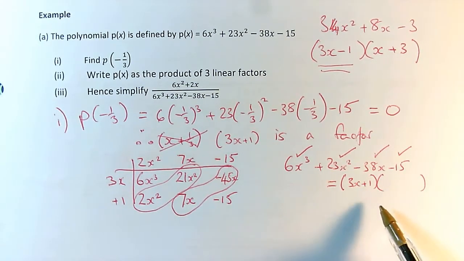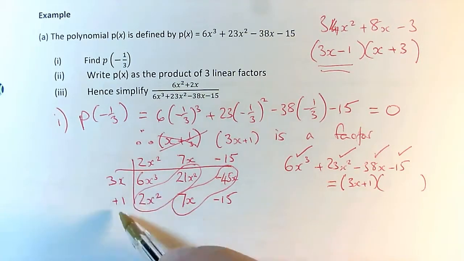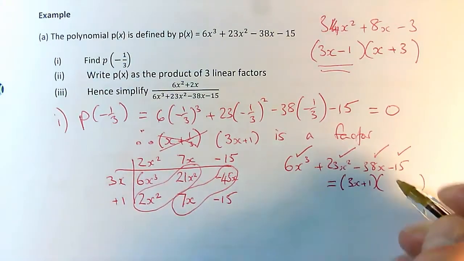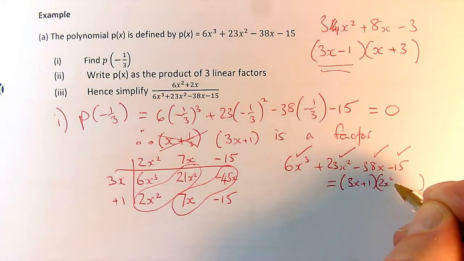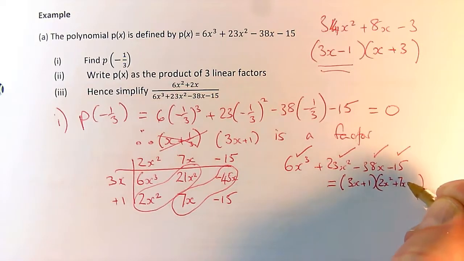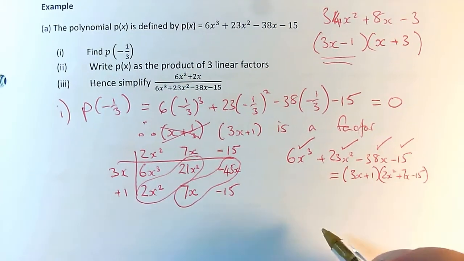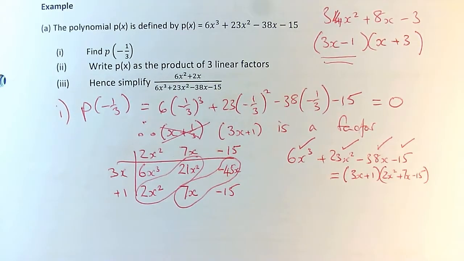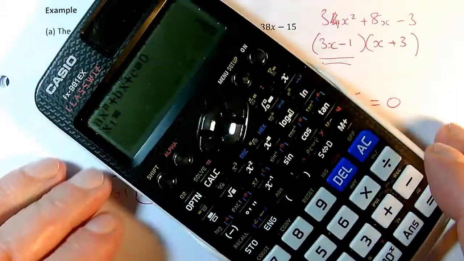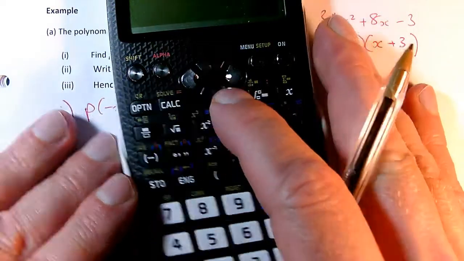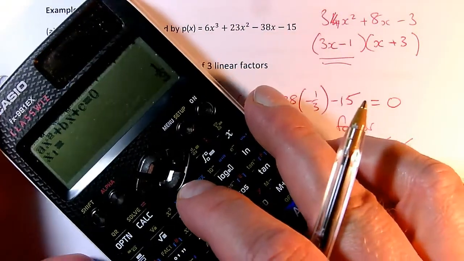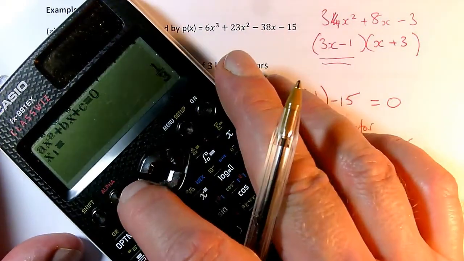So my factorized version is this factor 3x plus 1 times this factor 2x squared plus 7x minus 15. And now I've got an ordinary quadratic to factorize. So let's use that cheating method on the calculator, for those of you that are too bothered to set up a little grid to factorize that.